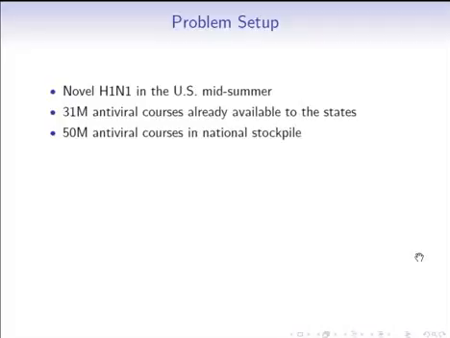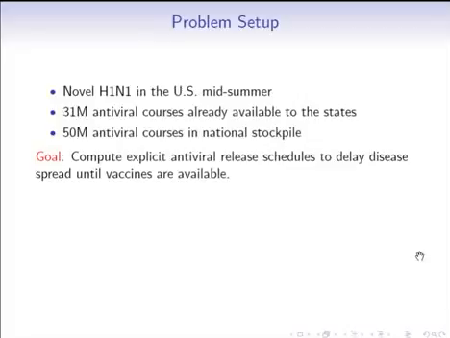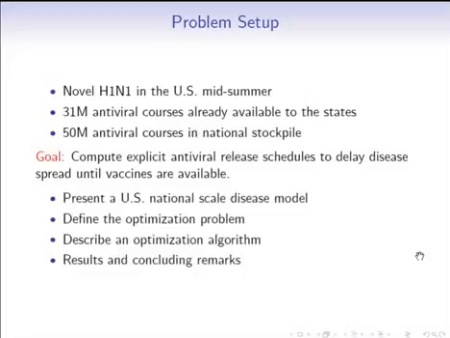So here's the basic problem we'll discuss today. It's midsummer in the United States, and swine origin influenza has just come into the country. The federal government has already released 31 million antiviral courses to the states and the cities inside of those states to use to combat the epidemic. In addition, the government has 50 million antiviral courses in warehouses around the country. And the goal that we're going to discuss in today's talk is how to compute explicit antiviral release schedules to delay the disease spread until vaccines are available. And in specific, we'll be thinking about releasing these 50 million courses available in the national warehouses.